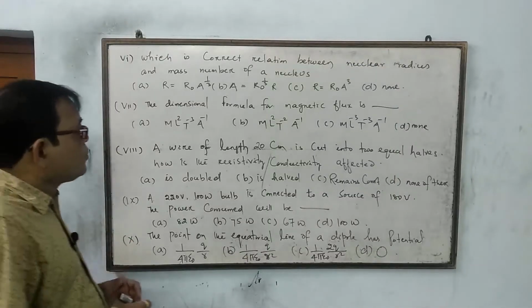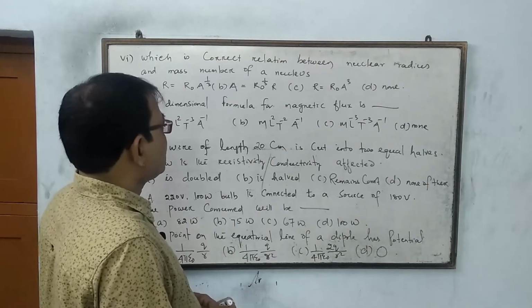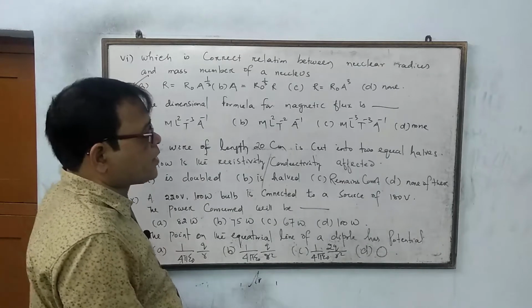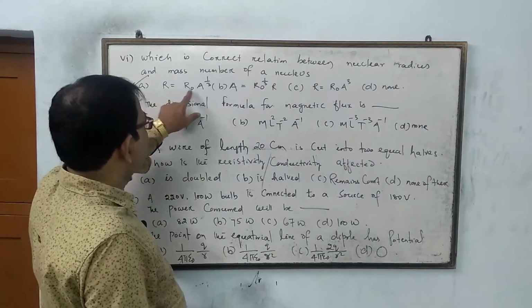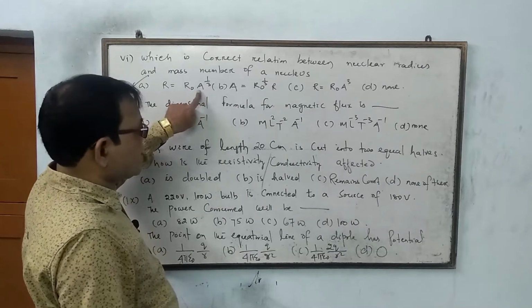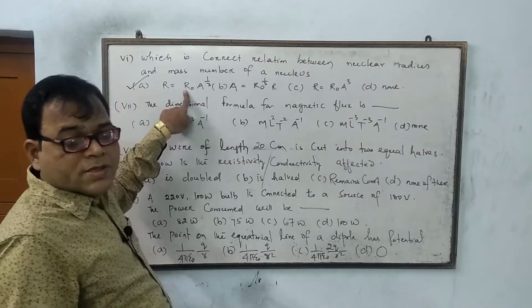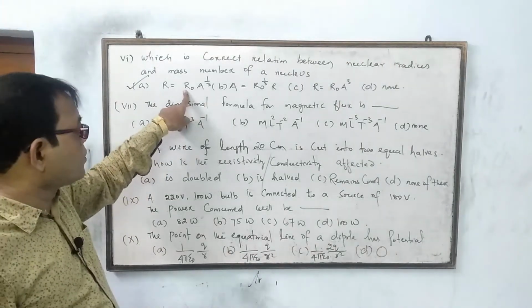Next, which is the correct relation between nuclear radius and mass number of a nucleus? Yes, the answer is R equal to R0 into A to the power of 1 by 3. It is a completely theoretical, fundamental based question. Here A stands for the mass number of the nucleus and R0 is equal to 1.2 into 10 to the power minus 15 meter.